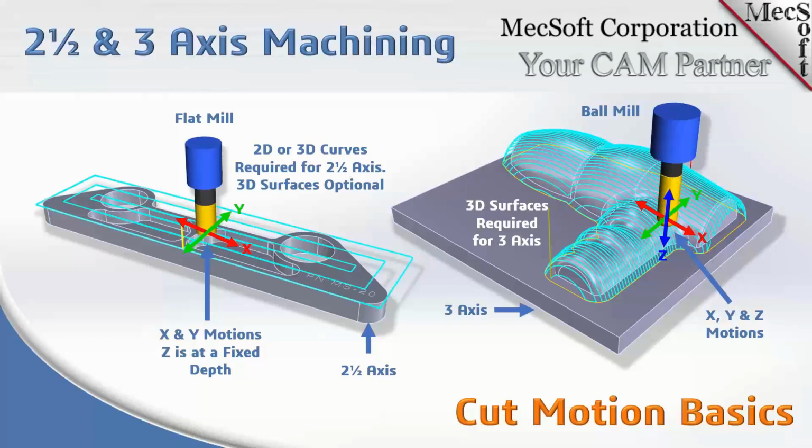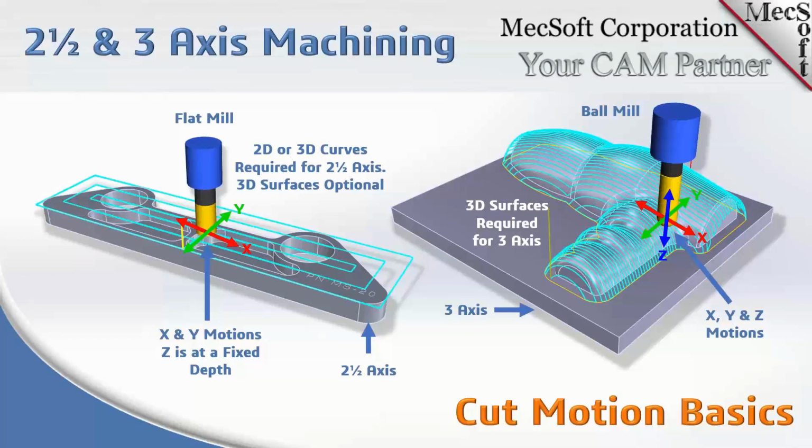The movement in X and Y will be contained by the control geometry that you select. Now in 3 axis, you see that we have a third Z axis in blue. So in 3 axis, the tool can move in the X and the Y and the Z simultaneously. It may not be moving in the Z at all times, and it may not be moving in either the X or the Y at all times, but it can move in all 3 directions as needed at the same time.